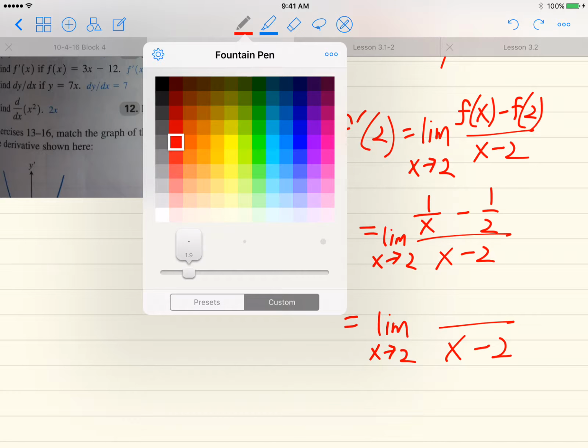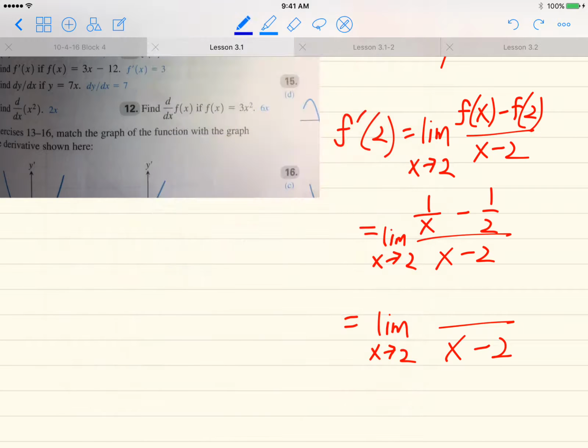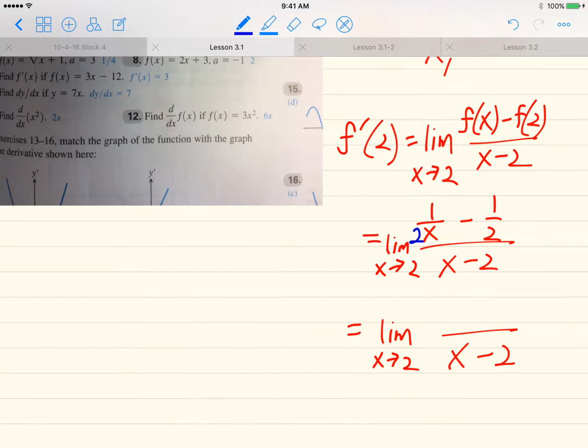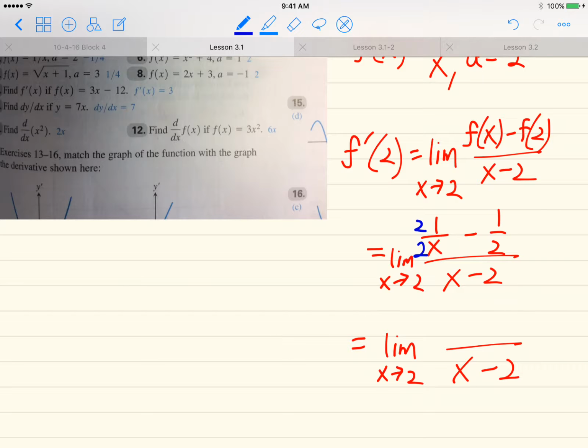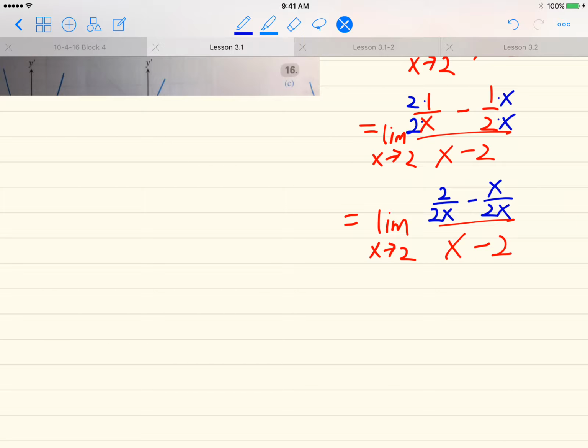To combine those two fractions, you need to have a common denominator. So in turn, I need to multiply the left fraction, the first fraction, by 2 over 2 to have 2x on the bottom, and the second fraction by x over x to have 2x on the bottom. So it appears to be 2 over 2x minus x over 2x, which becomes 2 minus x all over the common denominator of 2x, all over x minus 2.